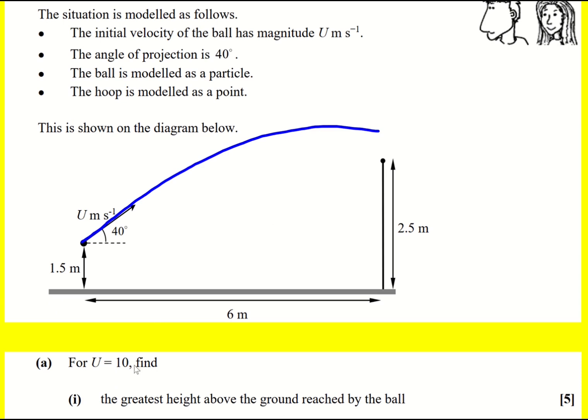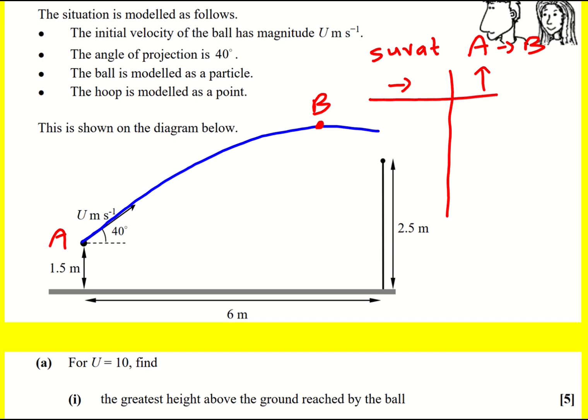So for u equals 10, find the greatest height above the ground reached by the ball. It's going to be maybe here. I'm going to say I'm going from A to B, and I'm going to apply Suvat. Now we've got the horizontal component and the vertical component, but for the greatest height, we only need to look at the vertical component.